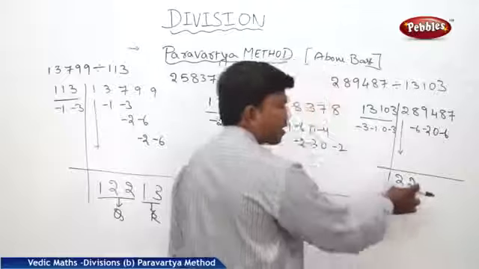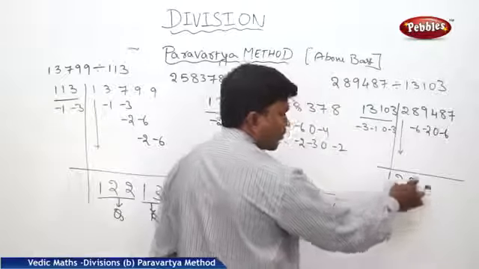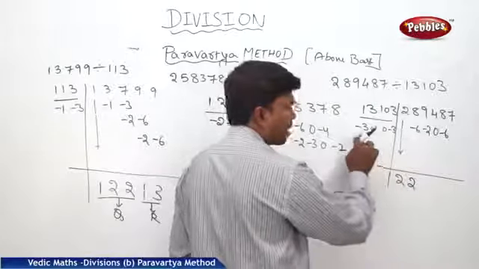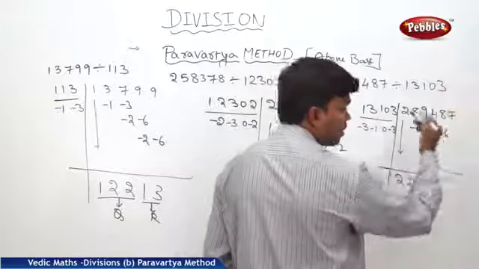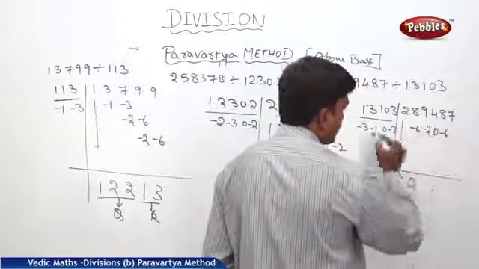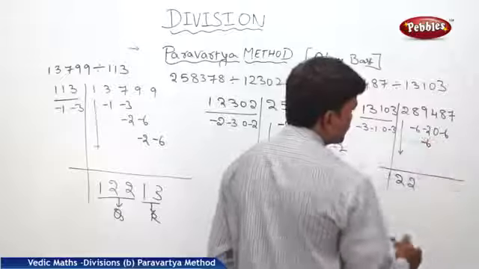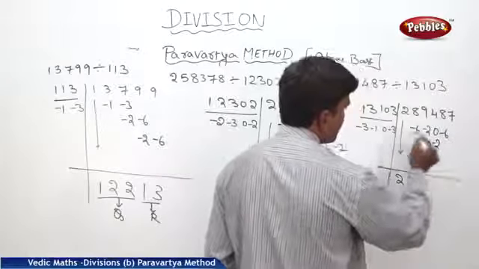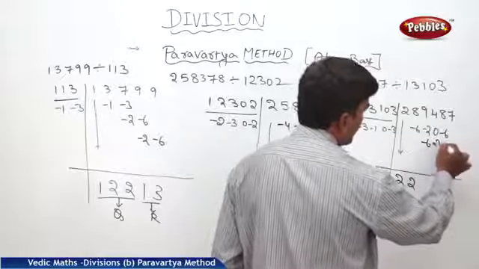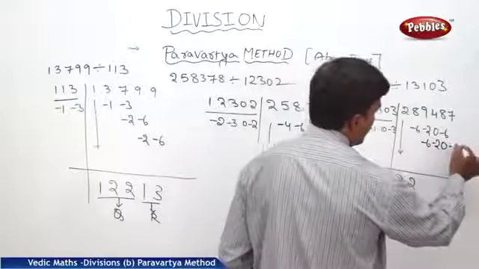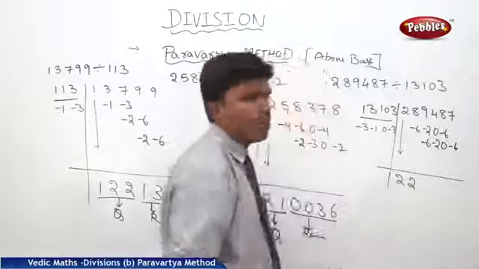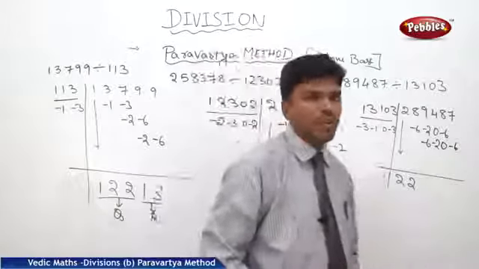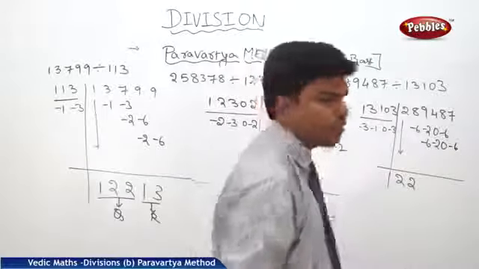Now the second figure of the quotient digit, that is 2, should again be multiplied with the negative complements. 2 into minus 3, starting with the third column this time. 2 into minus 3, minus 6. 2 into minus 1, minus 2. 2 into 0, 0. 2 into minus 3, minus 6. Now all the digits are covered in the dividend. Now you can stop and solve the remaining columns.